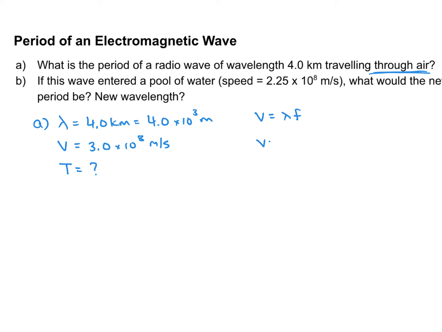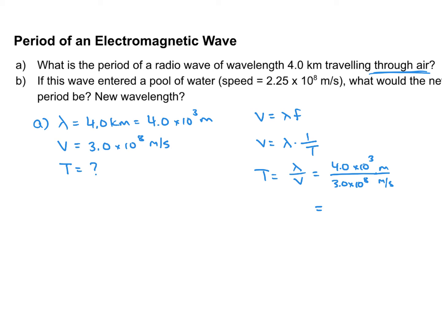So the speed of the wave is really lambda times 1 over the period. That can be rearranged for the period. It'll end up being lambda divided by v. Lambda is in meters, speed is in meters per second, so the units are going to end up being seconds, which is what's expected. That's the SI unit for times or periods.